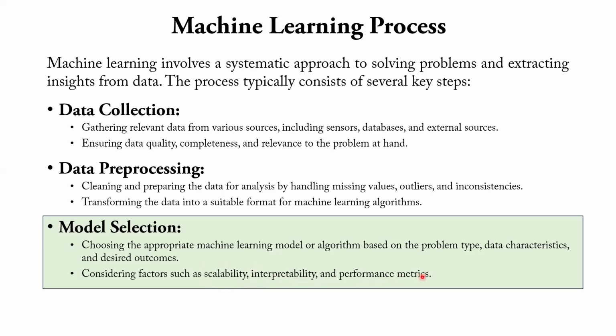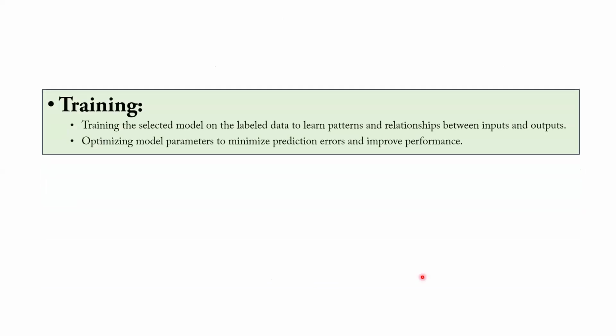Suppose if we take artificial neural networks, to run neural networks we need large data sets. If you have only 50-60 data points, it is a waste to run the neural network because it will show poor performance compared to others. So depending upon our data characteristics, problem type, and desired outcomes, we have to select the model. Next, training. We have to split the data into training.